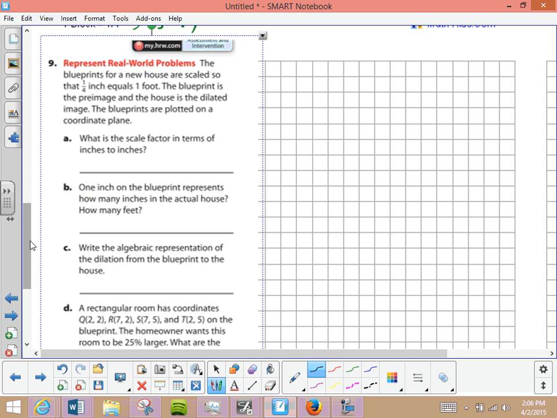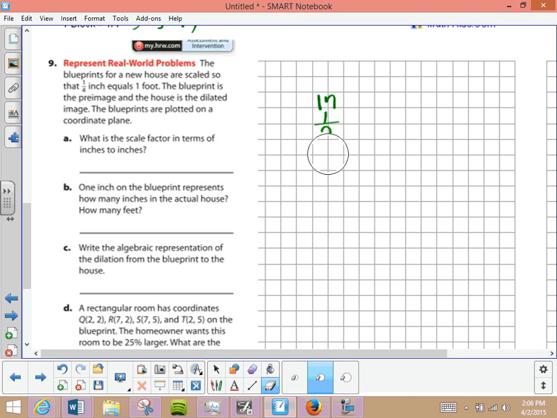The blueprint for a new house is scaled so that 1 inch equals 1 foot. I'll make note of that because that's important. 1 inch, wait, 1/4 of an inch. What is wrong with me today? 1/4 of an inch equals 1 foot, right? There. The blueprint is the pre-image, and the house is the dilated image. So the blueprint is what you have here, and then it dilates into the actual house.